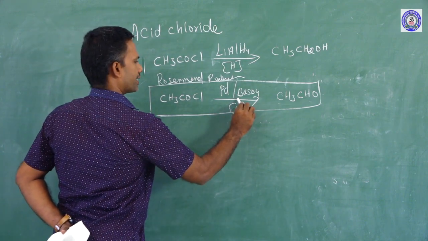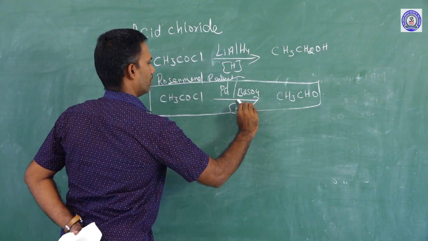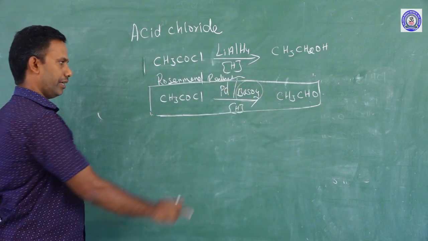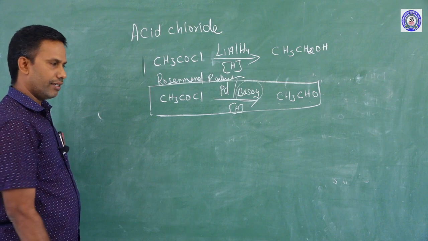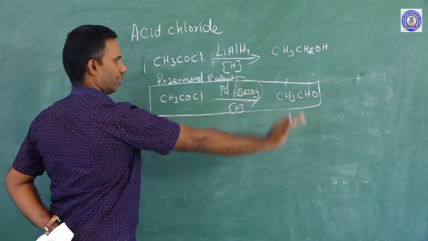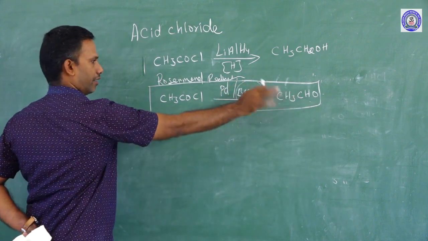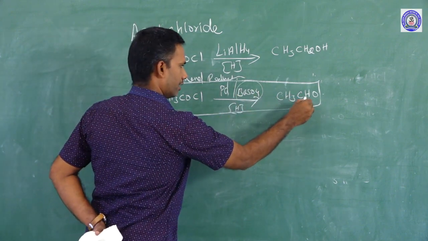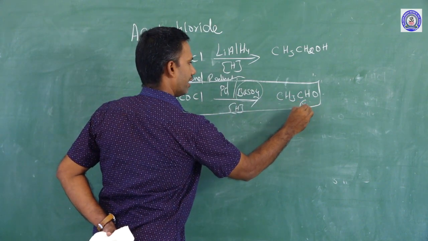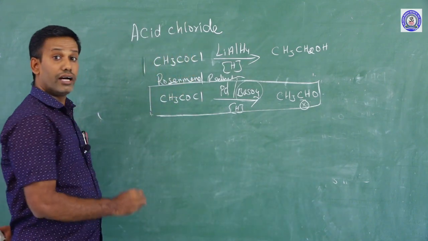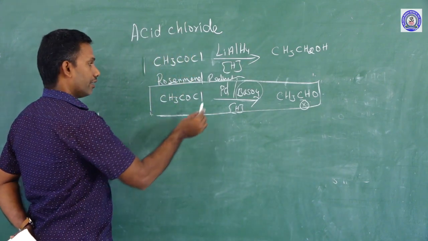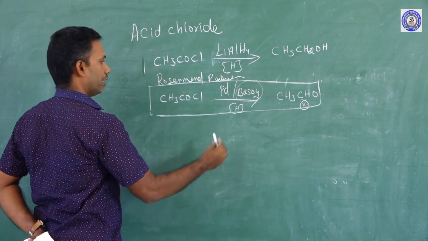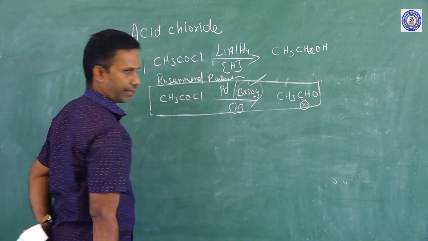The question may be asked in theory and NEET also: what is the role of barium sulfate here? Palladium is a strong reducing agent. When you reduce, it will become an alcohol; it will not stop at the aldehyde itself. So the final product will be alcohol, but we need to get an aldehyde. In order to get aldehyde, the catalyst should be poisoned. So the role of barium sulfate is a catalytic poison.